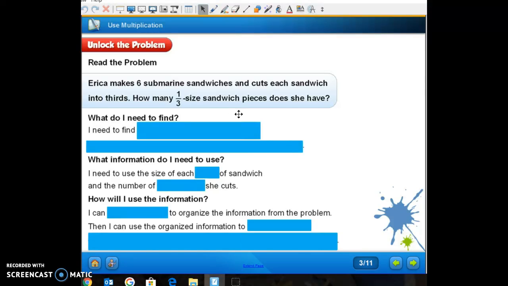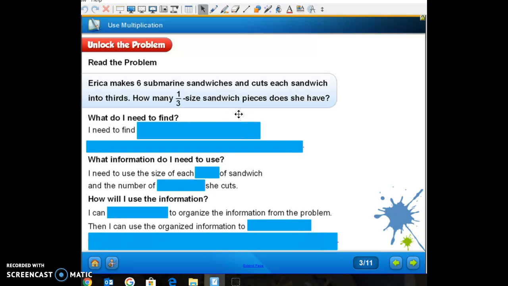Unlock the problem. Erica makes 6 submarine sandwiches and cuts each sandwich into thirds. How many 1/3 size pieces does she have? What do I need to find? I need to find how many 1/3 size sandwich pieces.